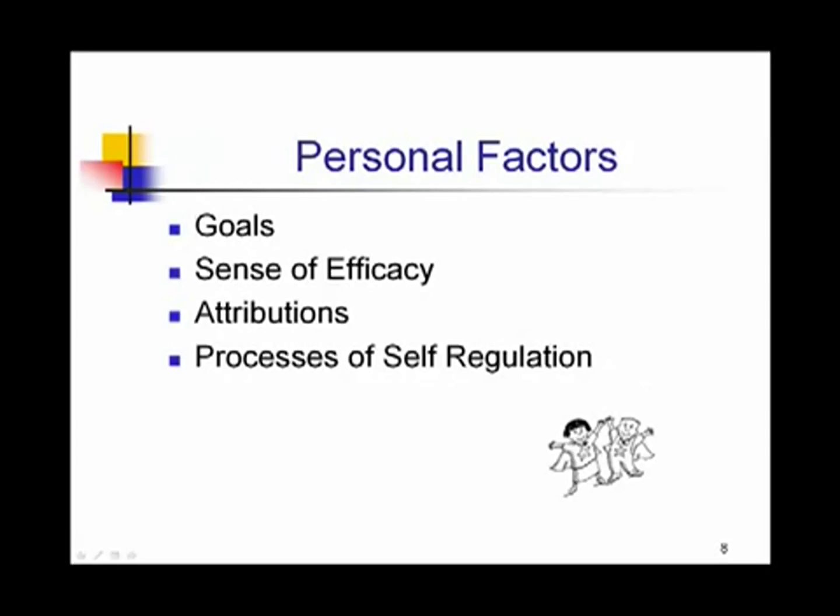Personal factors are considered the cognitive aspect of the theory, and they include the internal workings of the individual, the goals that that individual has, their sense of efficacy, which is their belief about their competence or effectiveness in a given area, attributions, which are a person's beliefs about what causes their success or failure, and then self-regulation, the processes of self-regulation, which happens to be the ability to plan, monitor, and control distractions.